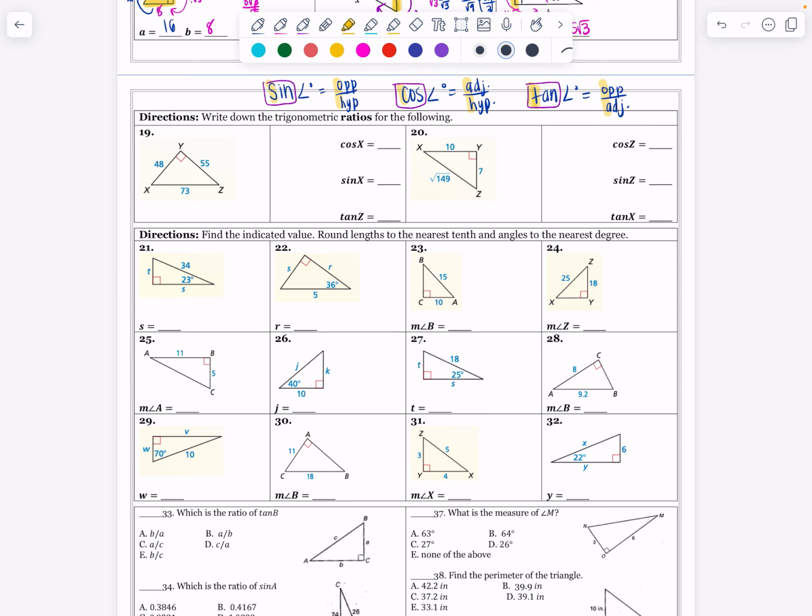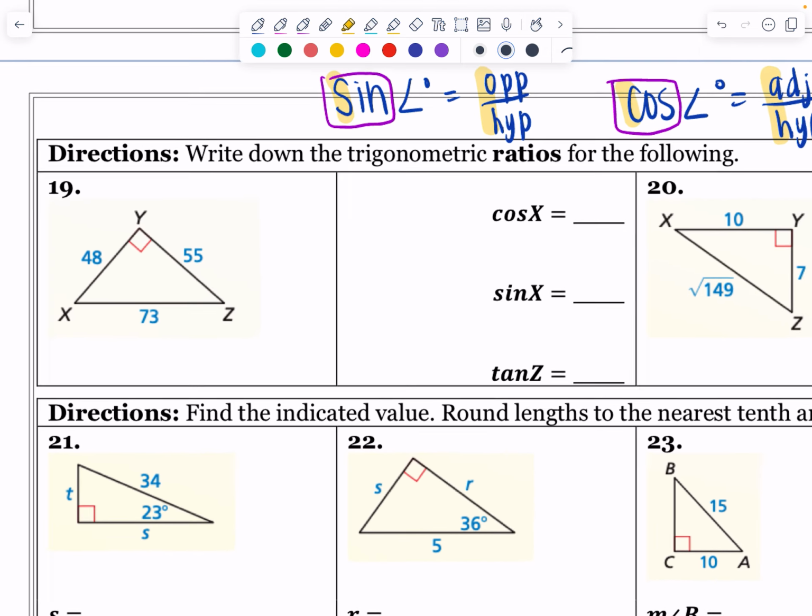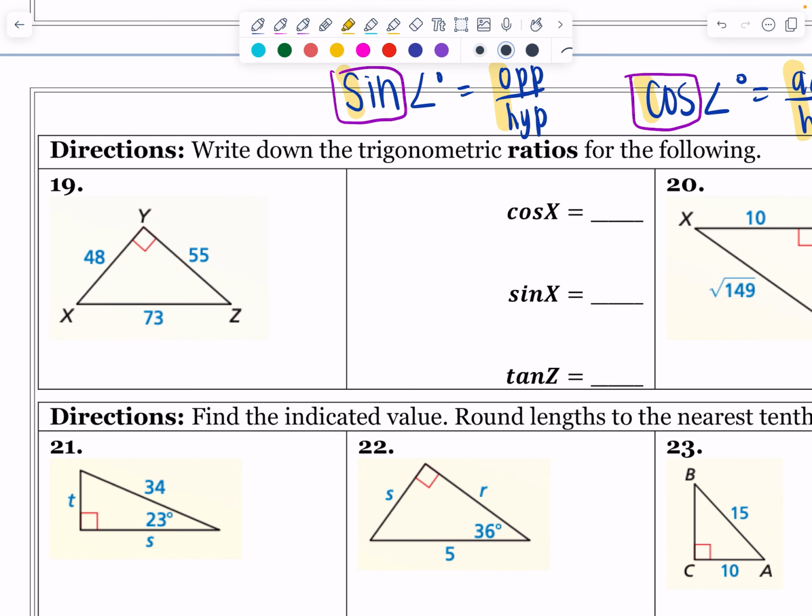The first set of directions says for 19 through 20 to write down just the trig ratios. Remember that the ratios are going to be like a fraction, a comparison of two numbers by division. It's fully simplified. So we're just going to do the ratios. We're not actually calculating any angles here. So what is the cosine of angle x? From x's perspective, cosine is always going to be adjacent over hypotenuse.